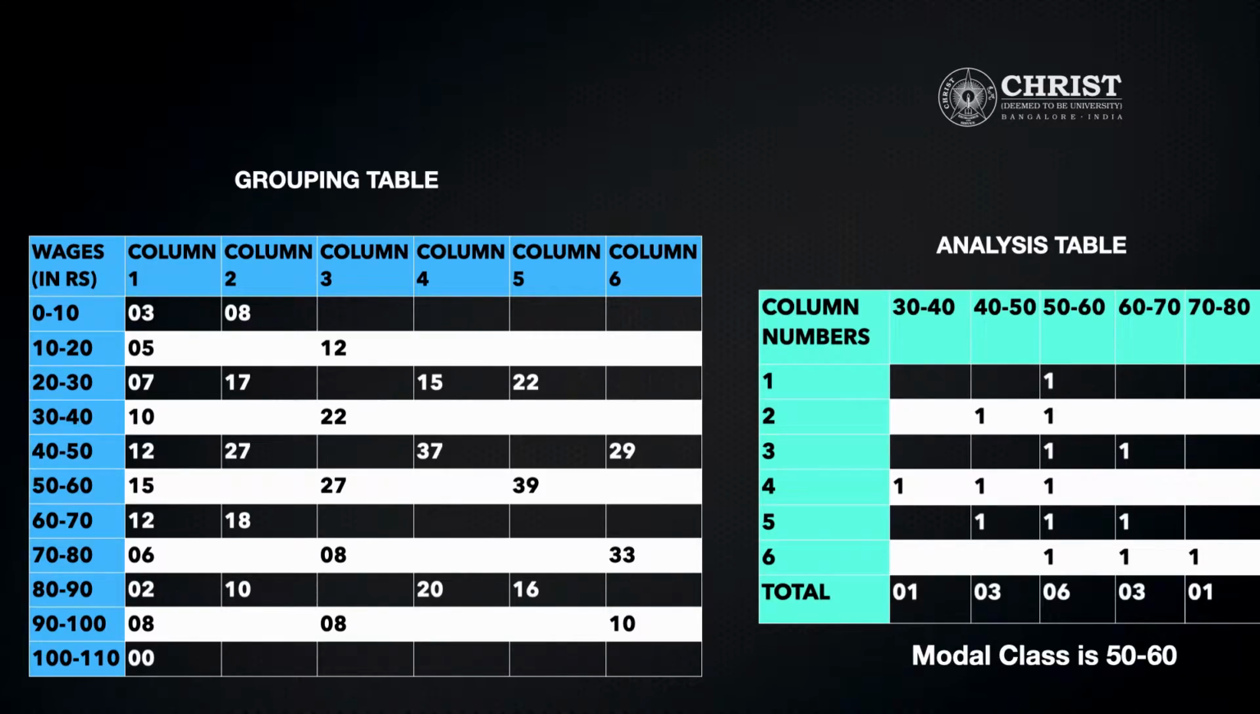information from the table. So here values when we are adding, we are getting the total frequency against 30 to 40 as 1, 40 to 50 as 3, 50 to 60 as 6, 60 to 70 as 3 and 70 to 80 as 1. So the model class will be 50 to 60, that is getting the highest frequency, that is 6. Now both the equations we will use and we will see that the same answer you will get.